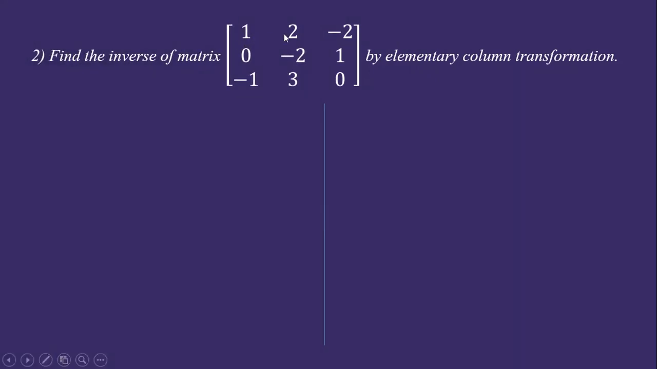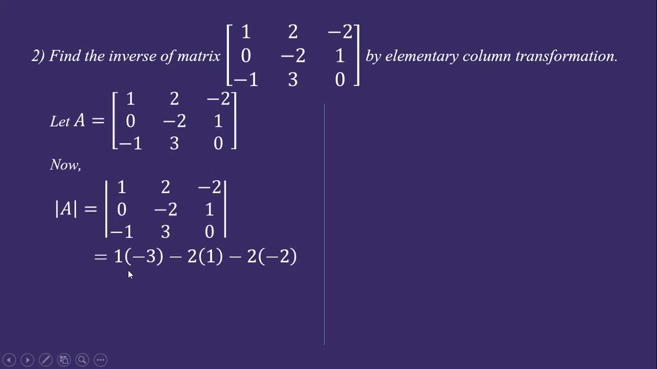Find the inverse of the matrix 1 2 minus 2, 0 minus 2 1, minus 3 minus 1 3 0 by elementary column transformation. So first we consider this matrix as A. We find the determinant. We check whether it is invertible or not. So we write the given matrix as A. Now we find the determinant. The determinant is -1. So it is not equal to 0. We write A inverse exists.